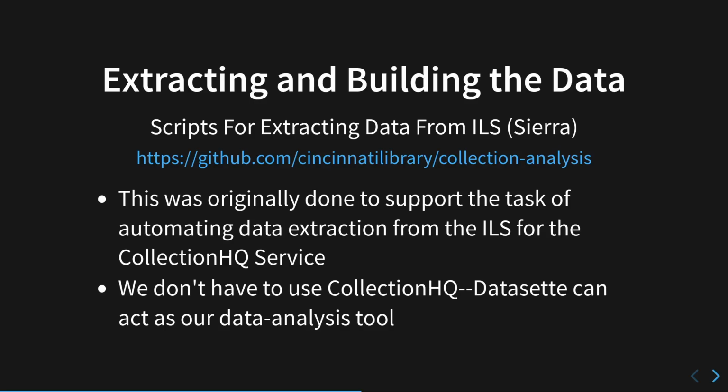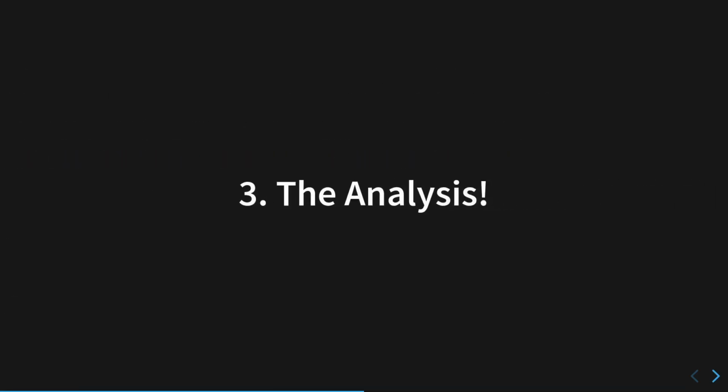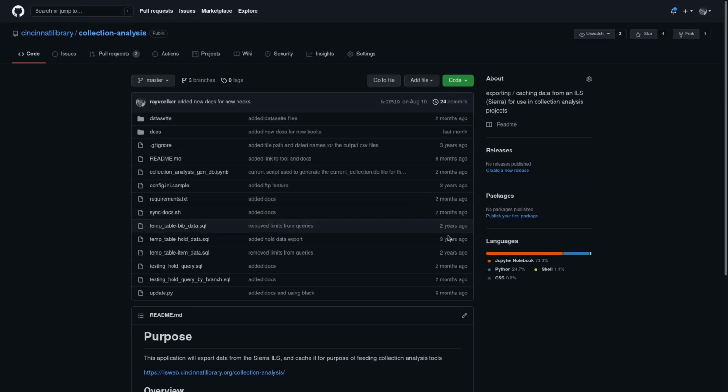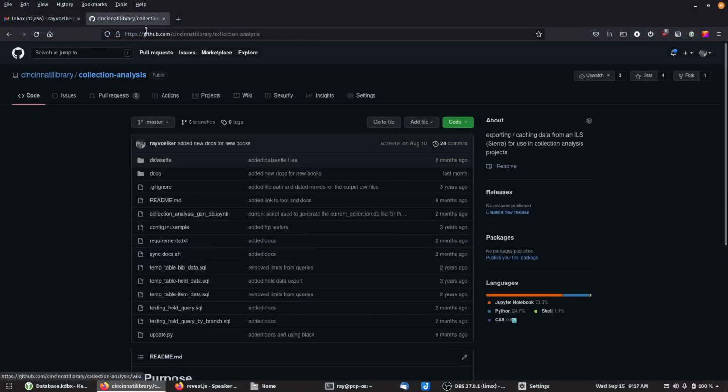So you don't have to use Collection HQ here. This is a standalone process, and this is a standalone tool. Let's talk about the scripting here, for example. I'm sorry, I forgot to mention all the scripts for collecting the data automatically are available here. This is Sierra specific, but if you're running something like Polaris, I think you could easily transition to that as well.